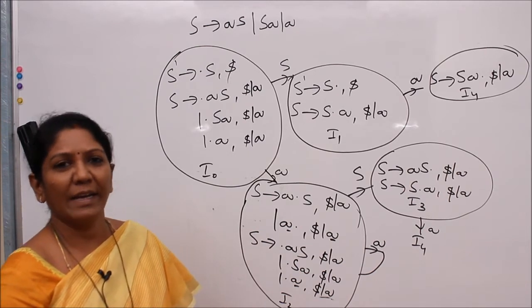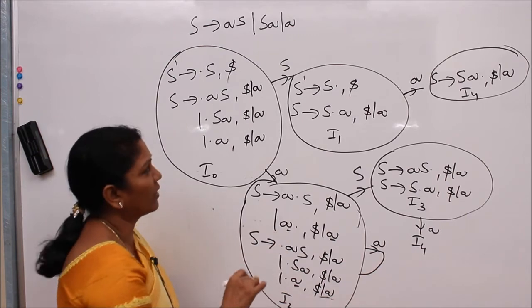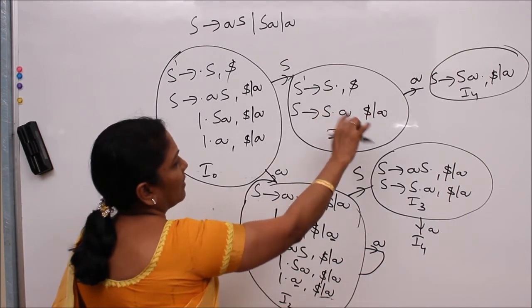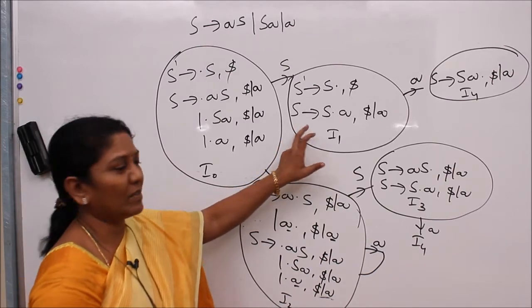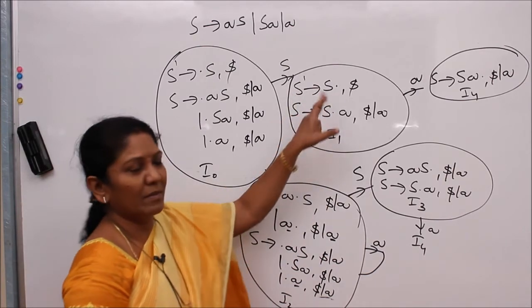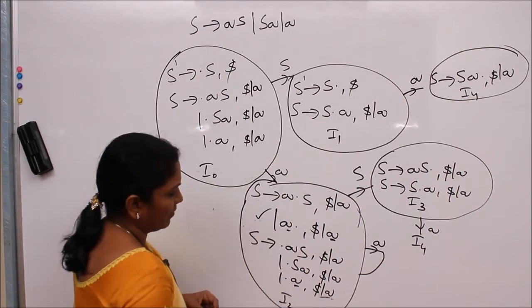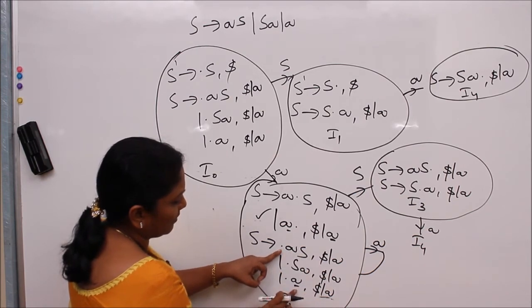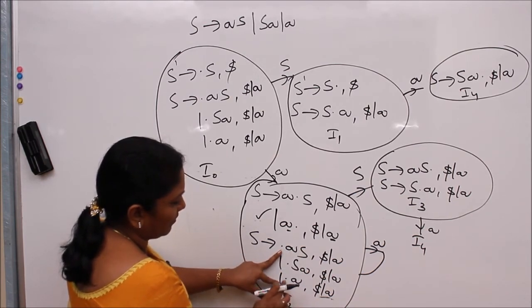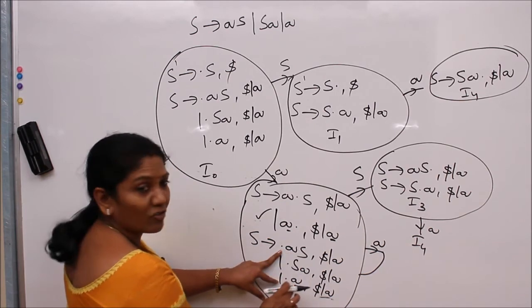Now let us look at the inadequate states. No doubt whenever there is a final item you need to check. Here there is no final item, so there is no possibility of any conflicts here. This is only for the acceptance. If you look at I2, in I2 there is a final item and non-final items. This is one non-final item and this is also one non-final item. Which non-final items do we have to consider? Where there is a terminal next to the dot.